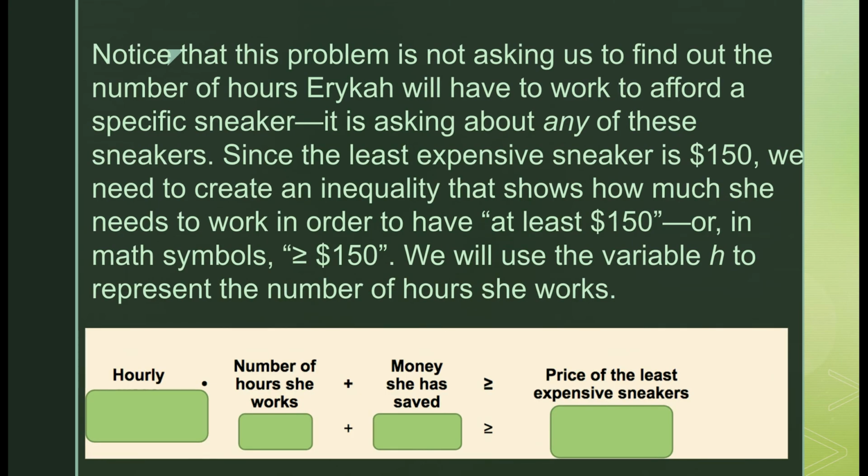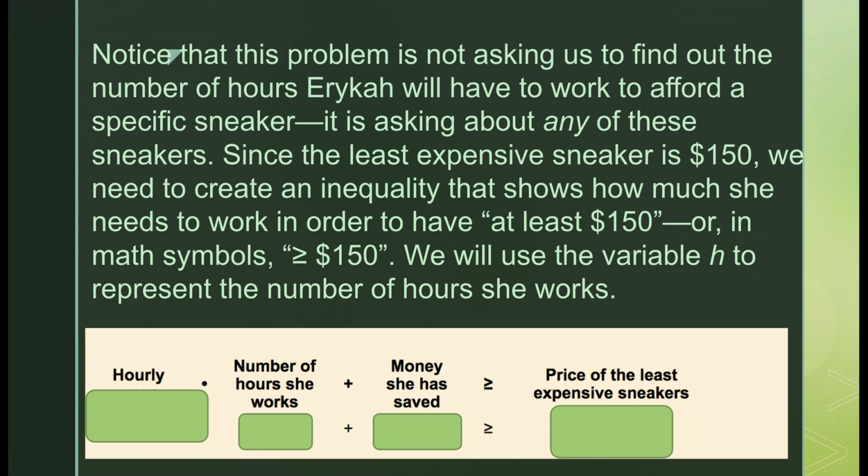So in this situation, because again we don't know which one of them, it just says how long would she have to work to just obtain any of those sneakers. That's why we picked the cheapest one. So we picked the $150 ones because we have to get at least that amount. And all the other ones are actually greater than that. So the smallest possible amount that we need to get is going to be $150.